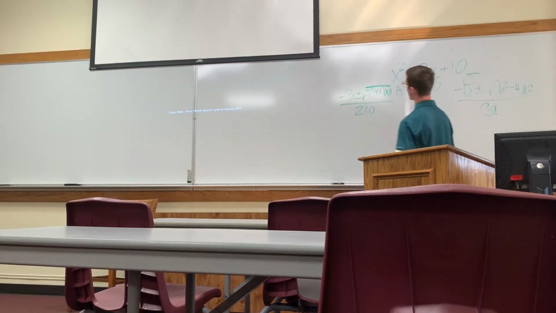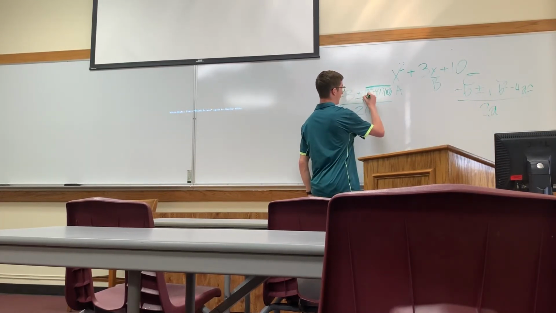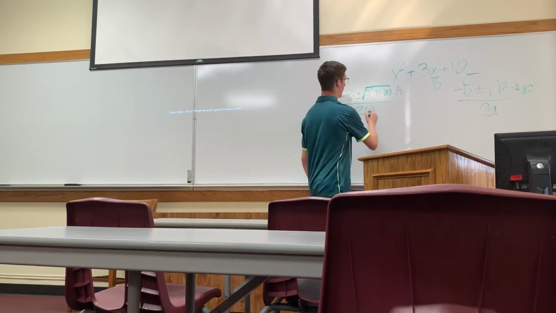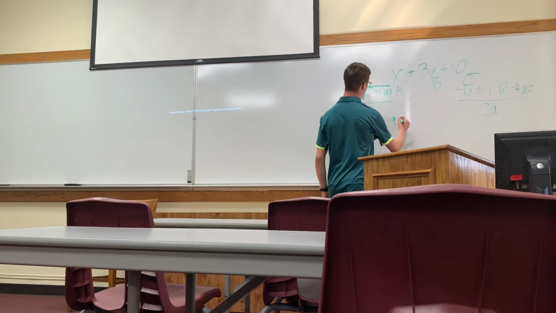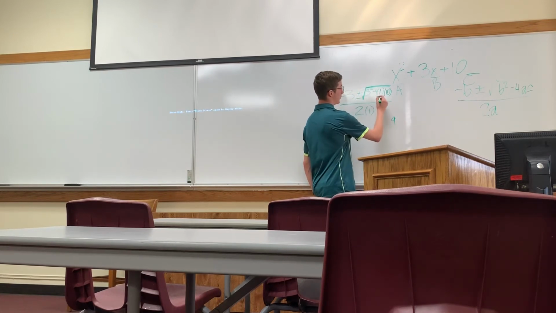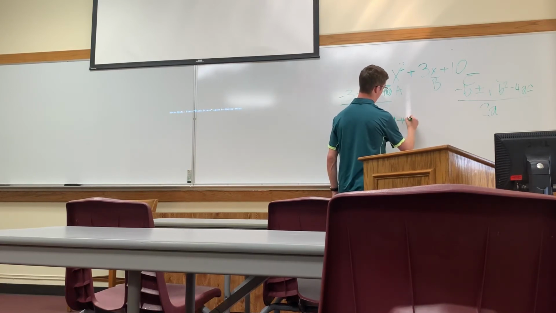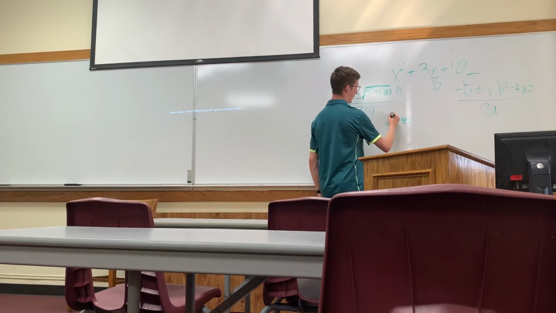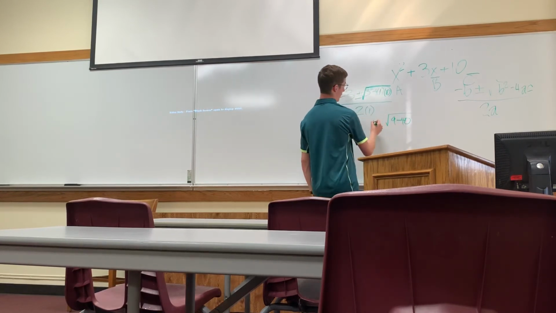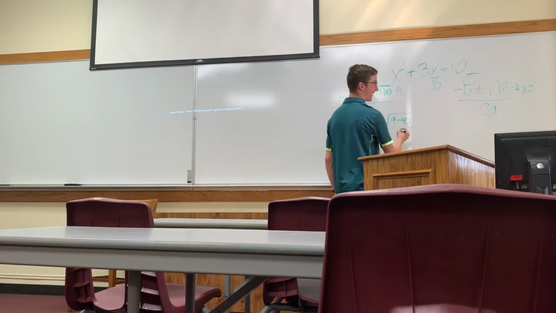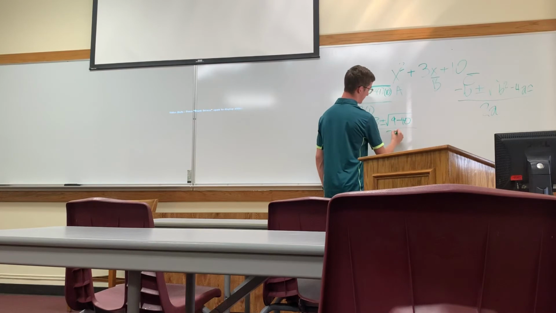So the first thing you want to do is simplify everything under the square root. So 3 squared is 9, and then 10 times 1 is 10, times 4 is 40. So you get the square root of 9 minus 40, or the opposite of 3, plus or minus the square root of 9 minus 40, all over 2.